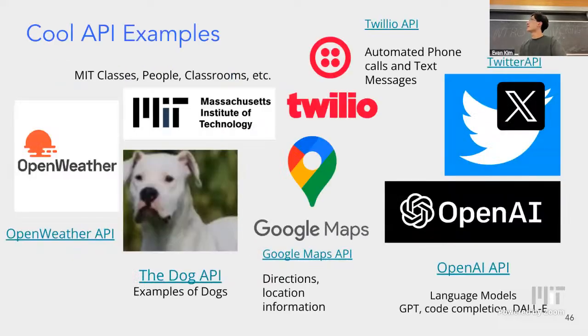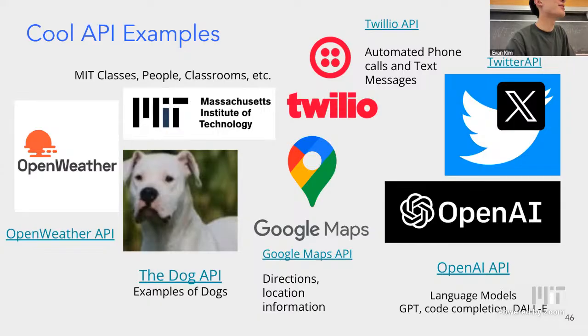So here are some cool examples. Open weather, that's a very common thing used by weather services. Google Maps, OpenAI, and then even things like the dog API. Yeah, this term gets thrown around everywhere.